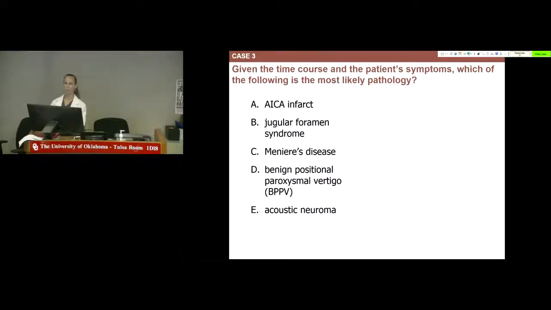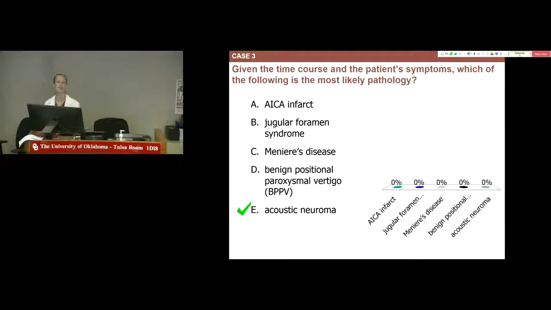So given what we know that can affect the vestibulocochlear nerve, and given the time course and the symptoms, which of the following is the most likely pathology? I like it. Okay, so we're not feeling strong on this, are we? Okay. All right, so this is those who went for E. You were right. Yay, for the win.